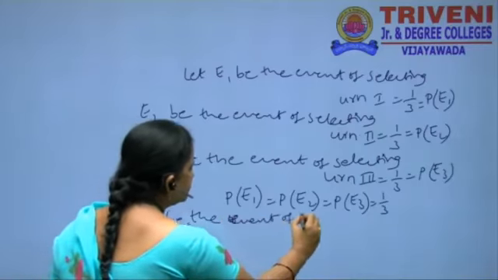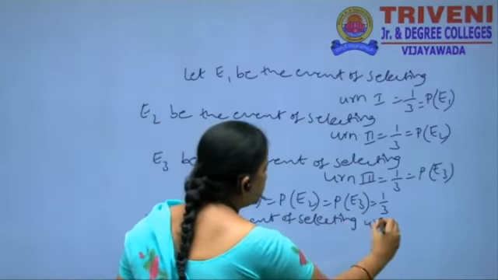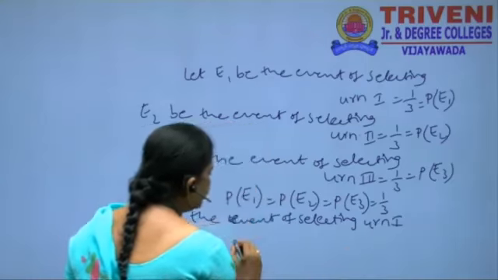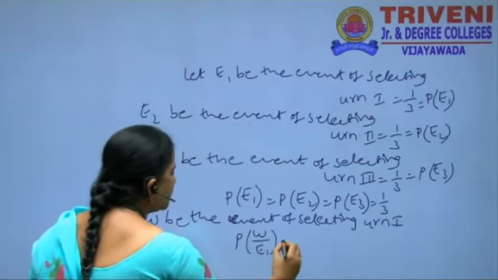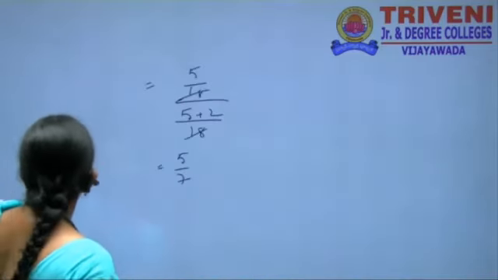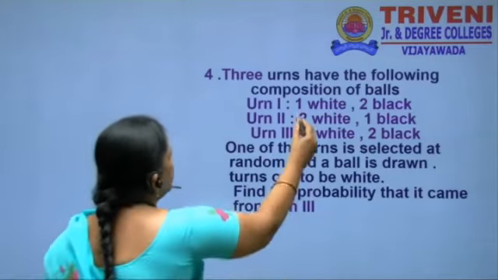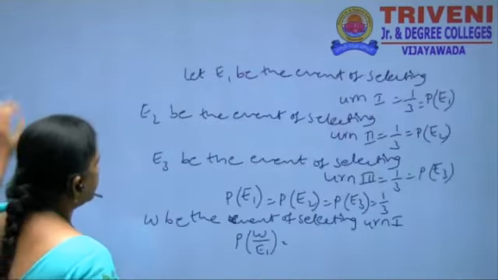selecting urn 1, that is P of W by E1 is equal to, in first bag the white balls is 1, 1 by total 3. 1 by 3.